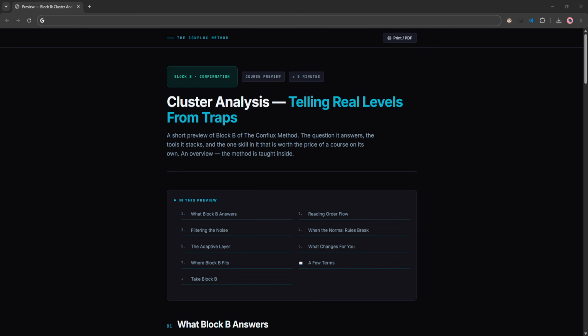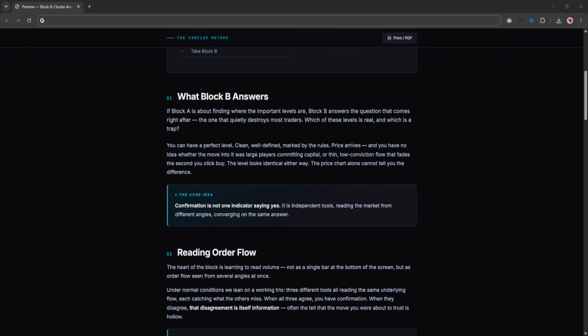Welcome to the preview for Block B of the Conflux method. If Block A is about finding where the important levels are, Block B answers the question that comes right after it. And it is the question that quietly destroys most traders. Which of these levels is real? And which one is a trap?